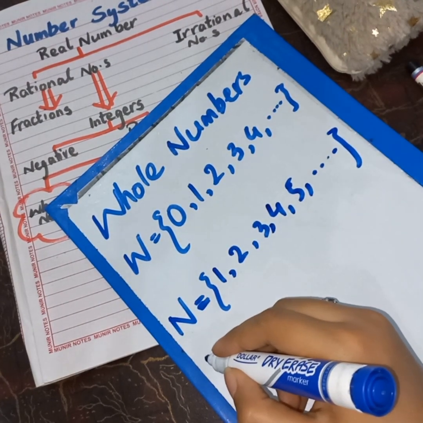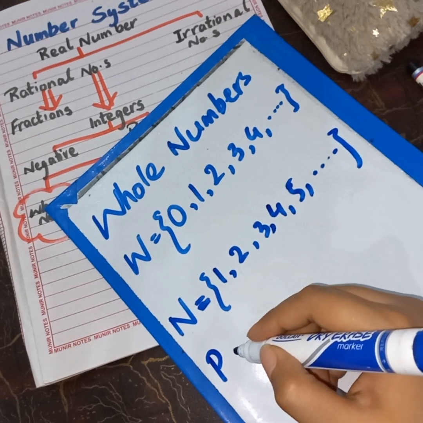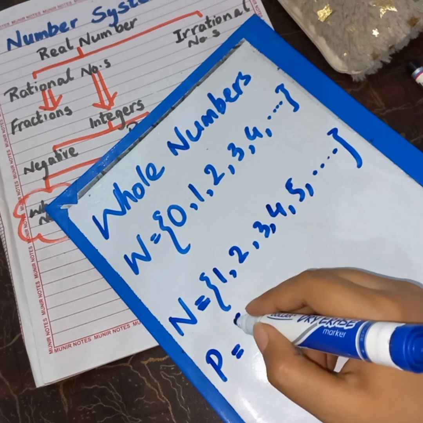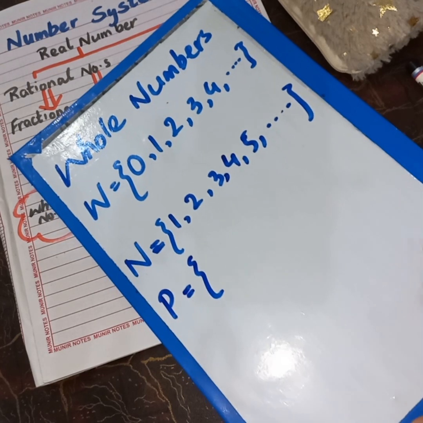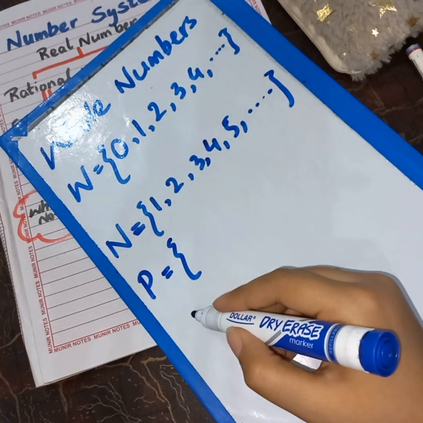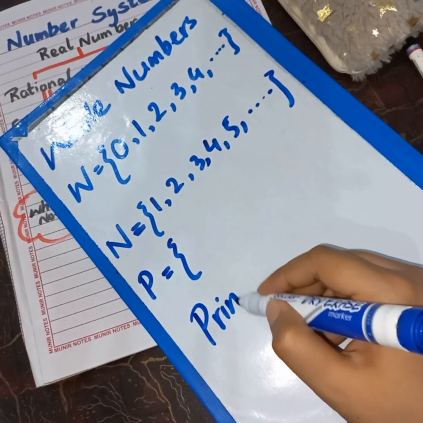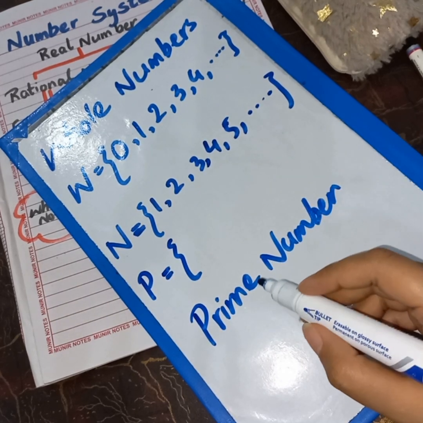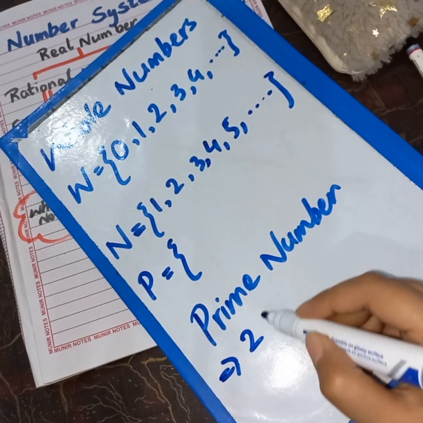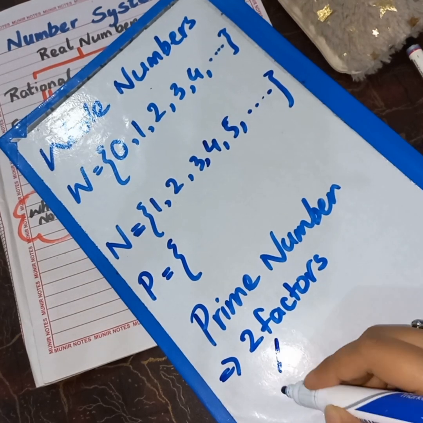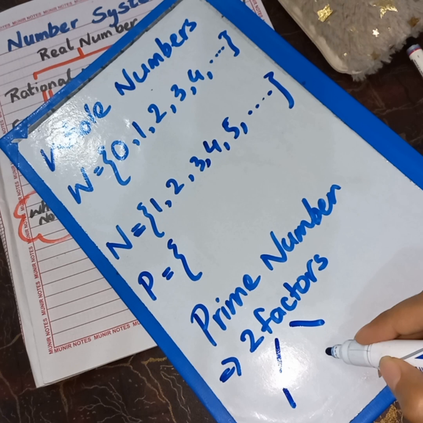Then we have prime numbers. The prime number set is represented by P, and all the numbers which are prime will be included in the set of prime numbers. But now the question is which numbers are prime numbers. First of all, you need to understand that prime numbers are only those numbers which have two factors. It must have two factors: the first factor is 1, and the other factor is the number itself.